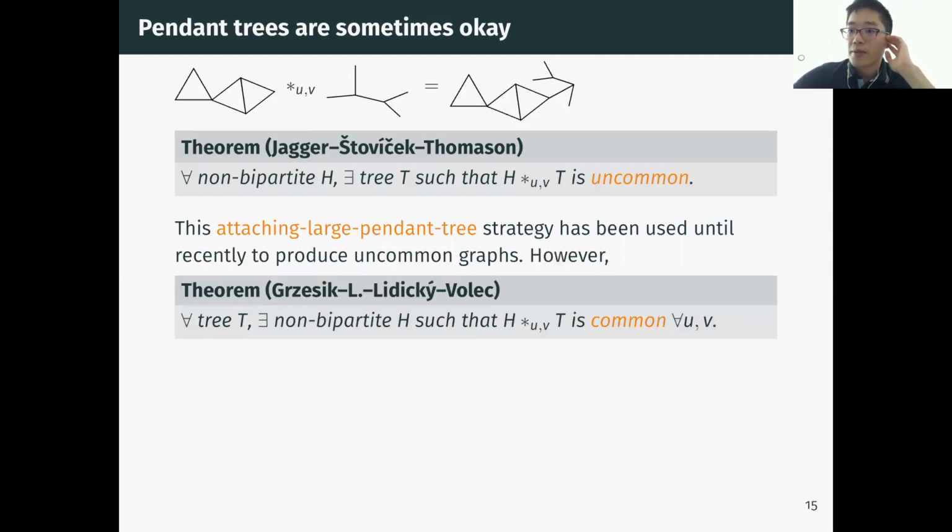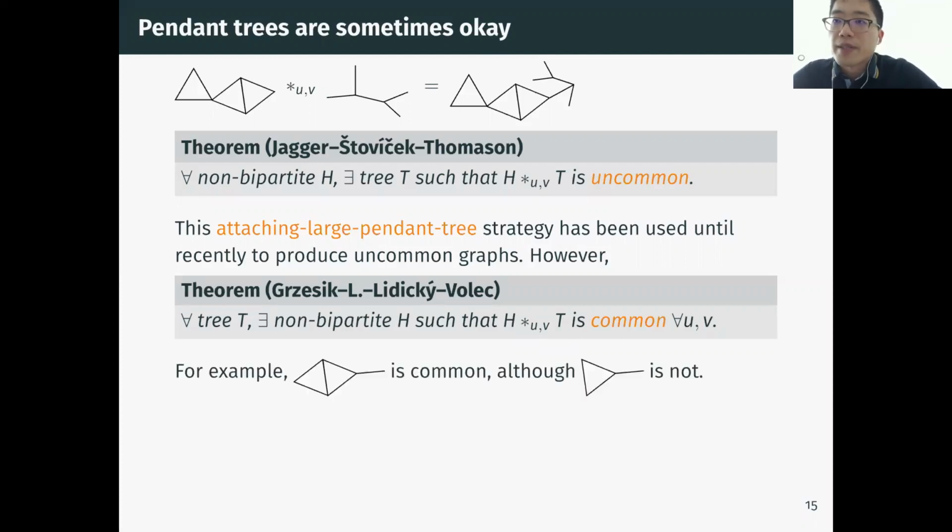And here's our theorem. Given any tree T, we can construct a non-bipartite graph H, which is a triangle in particular, such that attaching this tree doesn't break the commonality. So this means attaching pendant trees is sometimes okay. There are some graphs that can accommodate this pendant tree whenever my tree is given. So for example, this graph is common, although this graph is known to be uncommon by Sidorenko.